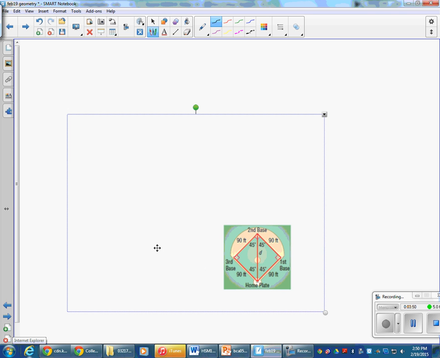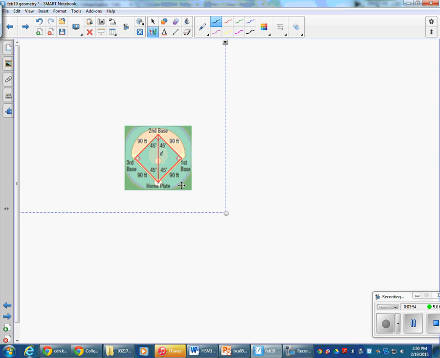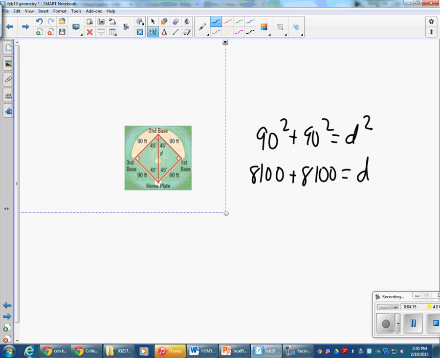Alright, so here we have a baseball diamond. It's kind of hard to see. It's real small. But here I have a baseball diamond. The sides of the bases are each 90. And I'm trying to figure out how far it is from second base to home plate. So that's going to be 90 squared plus 90 squared equals d squared. These are my legs, and that's my hypotenuse. So 90 squared is 8100.